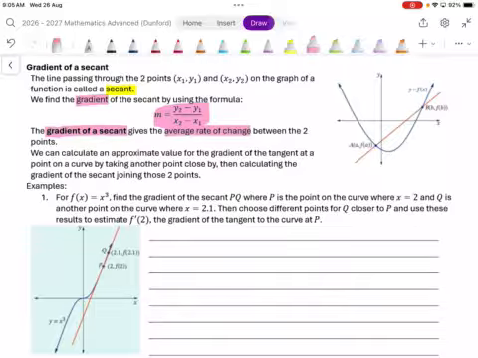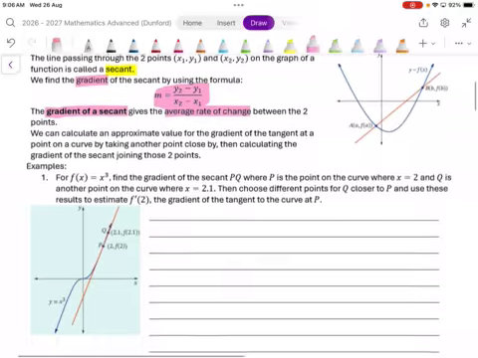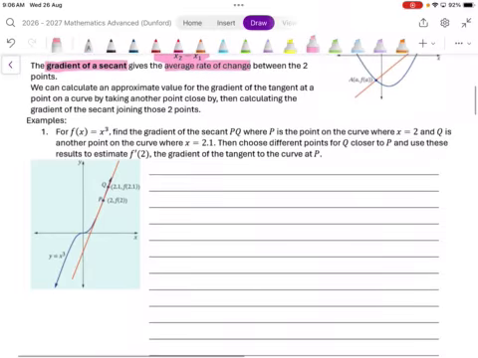We calculate an approximated value for the gradient of the tangent at a point on a curve by taking another point close by, then calculating the gradient of the secant joining these 2 points. So this is pretty much just going over what we did yesterday. So for our function, which is x cubed, we want to find the gradient of the secant PQ, where P is the point where x equals 2 and Q is another point on the curve where x equals 2.1.